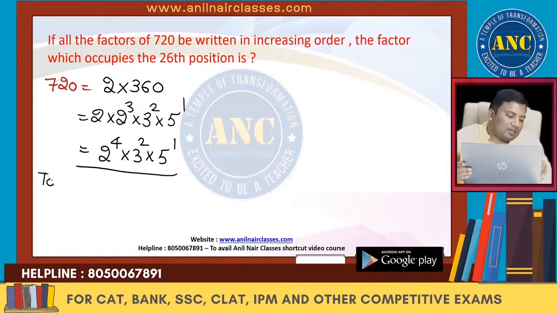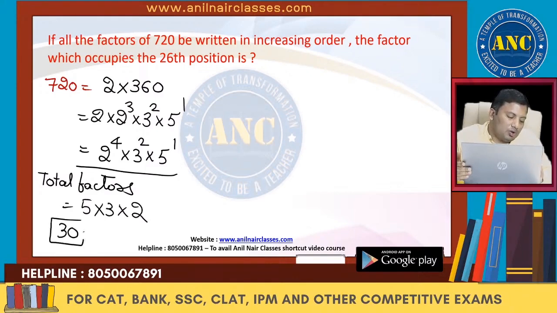Totally how many factors are there? Total factors for this number: 2 power 4 means 5 cases, 3 cases, 2 cases, 5 into 3 into 2. Totally how many factors did we get? 30 factors we got.